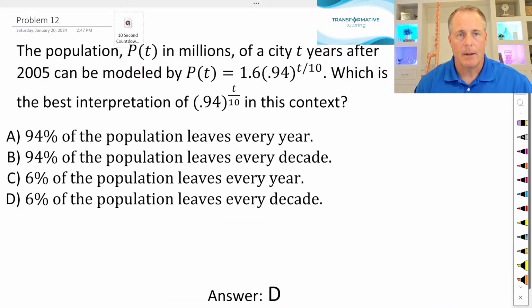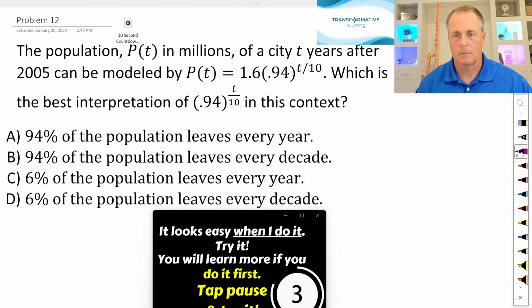All right, let's try this problem on your own, please. Tap pause now.